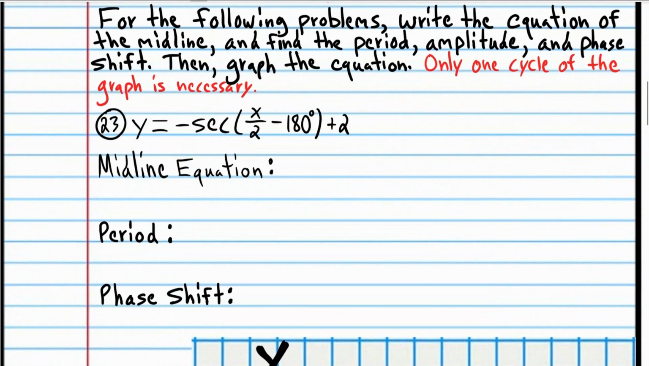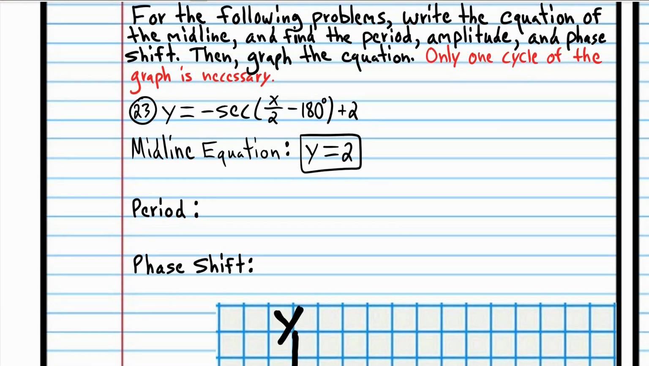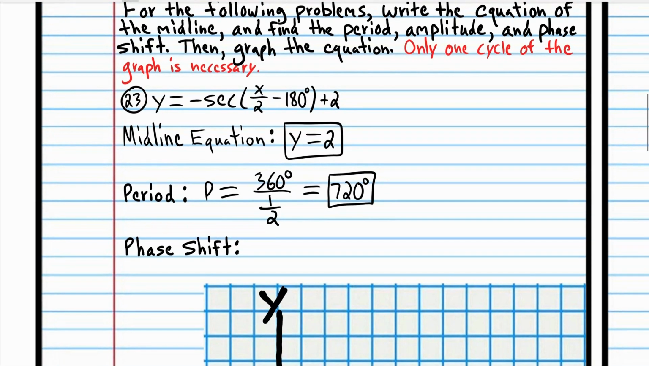Okay, we're back. So this is the equation of the midline. Y equals 2. And the period is the normal period for secant, which is 360 degrees, divided by omega, which is 1/2. Omega is the coefficient of x. And if you simplify that complex fraction, you get 720 degrees.